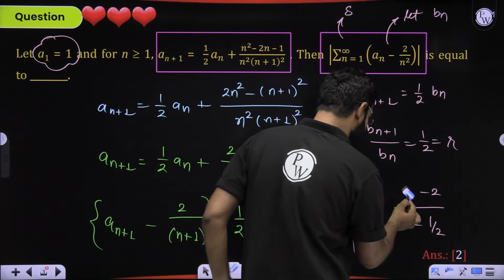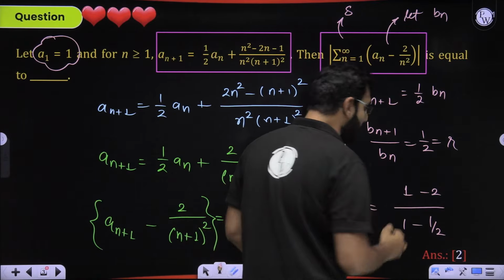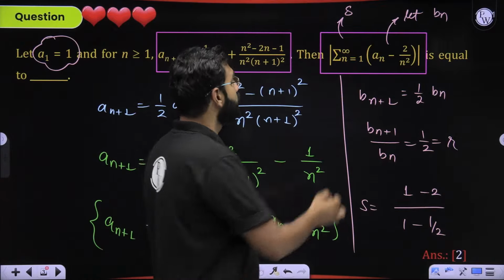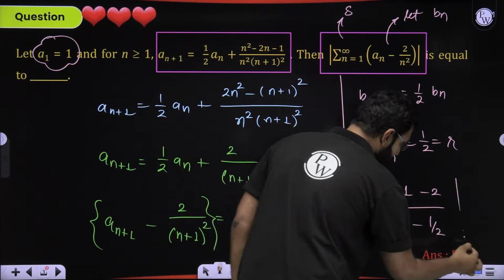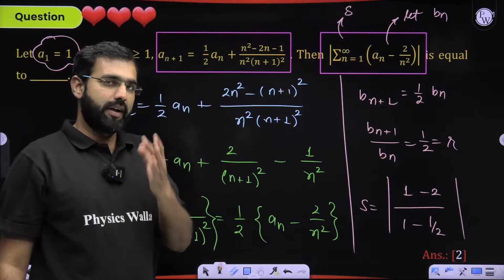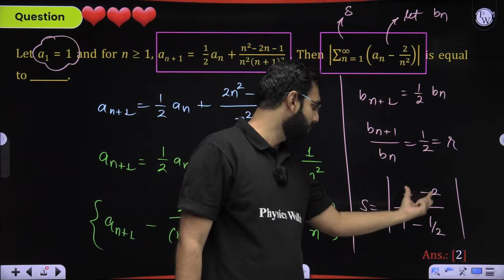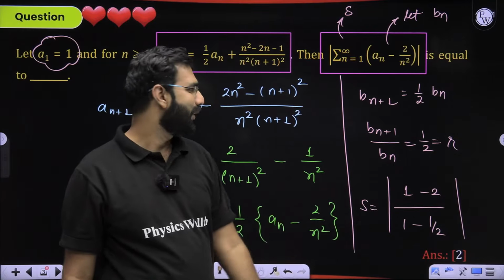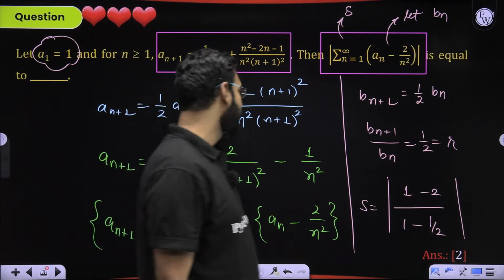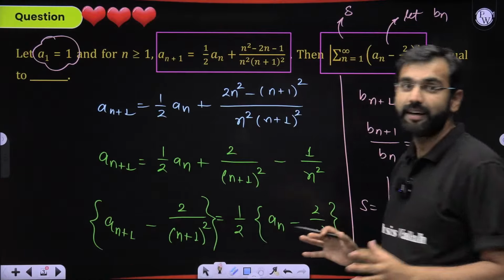So if I could substitute this a1 by 1, I think I do have the answer. But this needs to be put inside a mod, because this summation's non-negative value, or rather the numerical value or the absolute value we are supposed to take. So with that consideration, I think it is minus 1 upon minus 1 by 2. Do I need to tell you the answer? It should be 2. I hope you can see it very clearly. Was it a real difficult question?